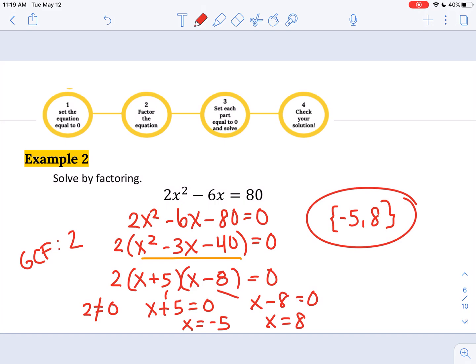And to check, we're also going to plug in x equals 8 back into my original equation and see if that equals 80. Okay, and it does in this case, so we're great with example 2. So the roots or the solutions of this equation are negative 5 and 8.